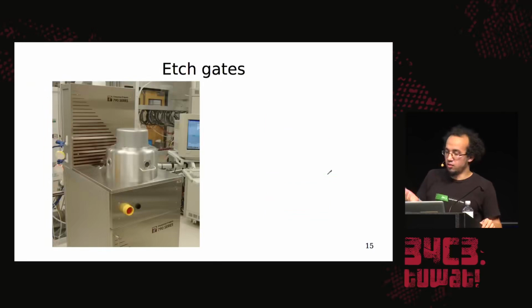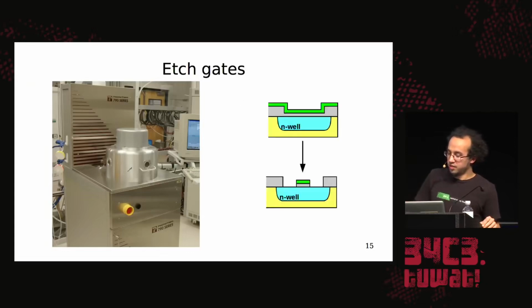So you now need to form the gates, so just etch everything away. You already know this: plasma etching device. So you take away the gate oxide and the gate polysilicon everywhere that you don't want it. And for this you also have a photolithography step, which I'm not going to show here.